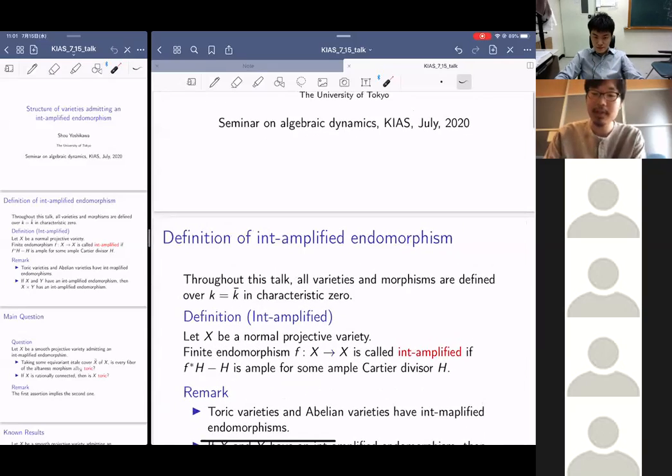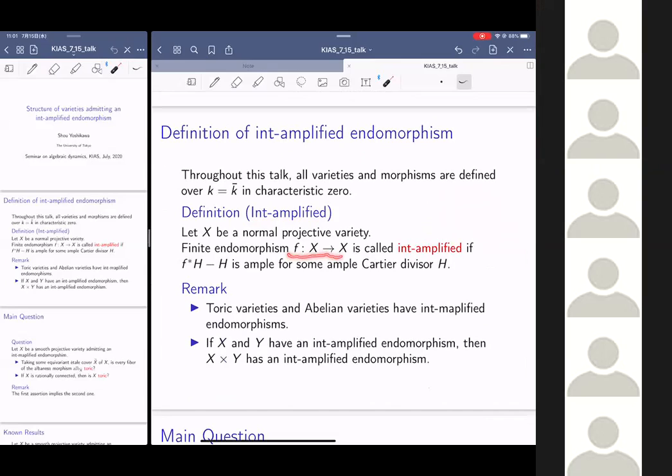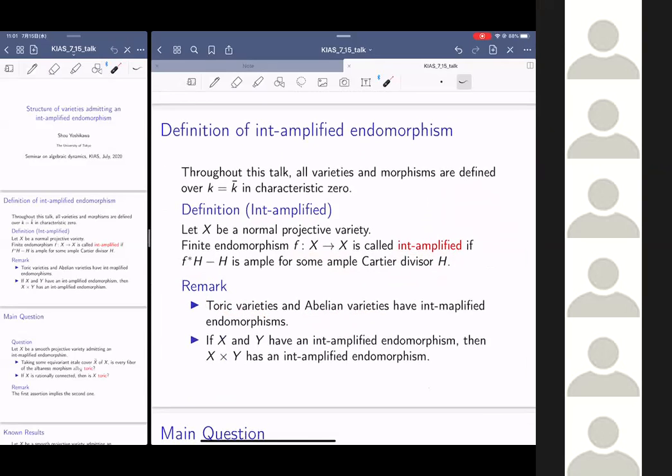First of all, we recall the definition of int-amplified endomorphisms. Let X be a normal projective variety. A finite endomorphism F is called int-amplified if F*H - H is ample for some ample Cartier divisor H. We note that toric varieties and abelian varieties have int-amplified endomorphisms. If X and Y have int-amplified endomorphisms, then X times Y has one. So we consider the class of varieties admitting an int-amplified endomorphism. This class contains toric varieties and abelian varieties, and is closed under taking fiber products.